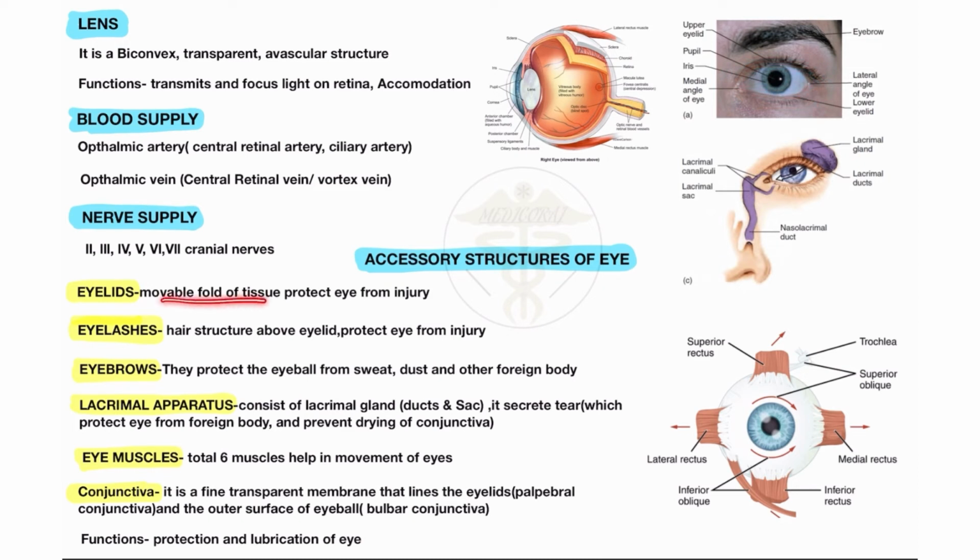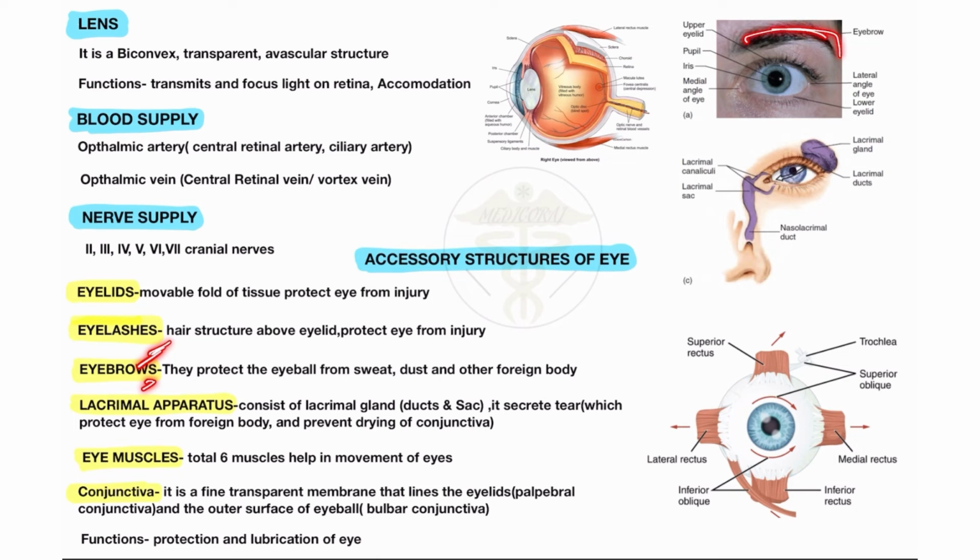The eyelid is a movable fold of tissue. What is its function? It protects the eye from injury. When any foreign body, any trauma, or anything not suitable for the eye comes, it closes the eye. So it helps in protecting the eye from injury. This is the function of the eyelid. Eyelashes are a hair structure above the eyelid, in both the upper and lower portions. It is a hairy portion on the eyelid that protects the eye from injury and from foreign bodies entering the eye. This is the function of the eyelashes.